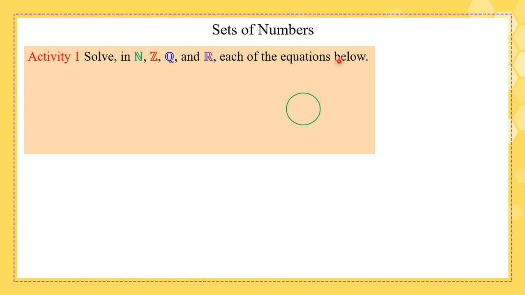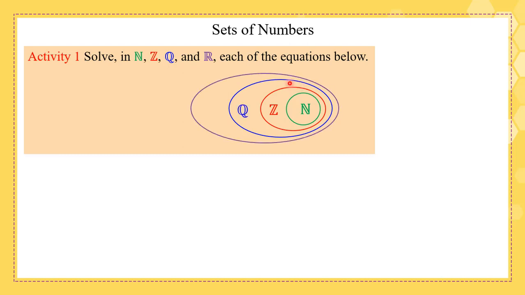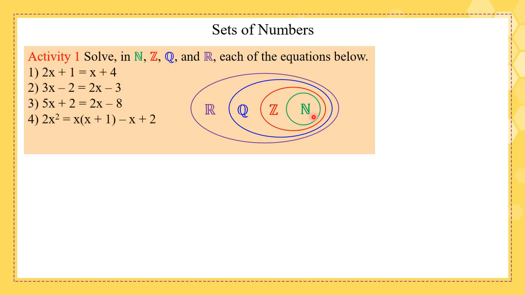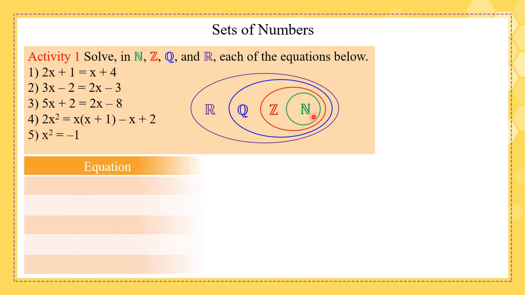Let's see first the sets of numbers. This is N. It's a subset of a bigger set, which is Z, which is also a subset of a bigger set, which is Q, and Q is also a subset of a bigger set, which is R. Remember, R is called the set of real numbers, Q is the set of rational numbers, Z is the set of integers, and N is the set of natural numbers. Now we need to solve each of the following 5 equations in these sets.